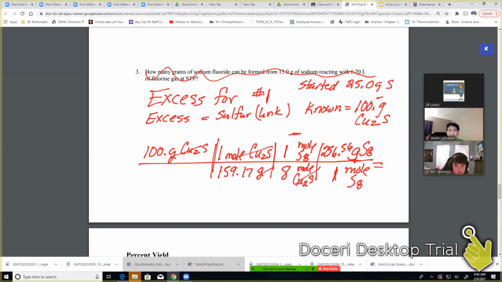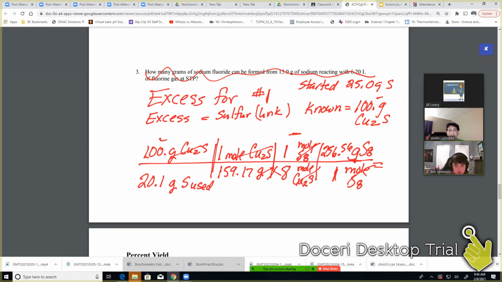All right, we did all of the hard work. So I'm going to multiply across 100 times 256.56. Divide by 159.17 times 8. And I got 20.1. Anybody else get 20.1? So that's how many grams of sulfur was used. We had to use that many grams to get this 100 grams.